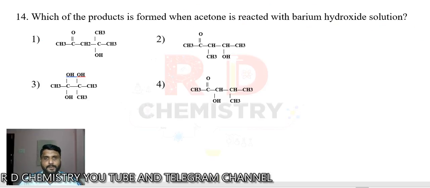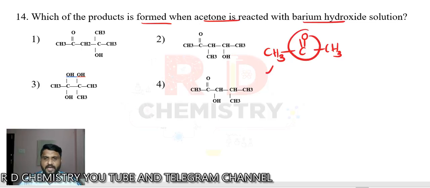Okay. Next question. Which of the following products is formed when acetone reacts with barium hydroxide? Let me take acetone, CH3, C double bond O, CH3, correct? Now with respect to the CO group, the next carbon is alpha and the hydrogen is known as the alpha hydrogen atom. Now barium hydroxide is an alkali. If there is an alpha hydrogen and alkali, it should undergo aldol reaction. So remember the aldol reaction.